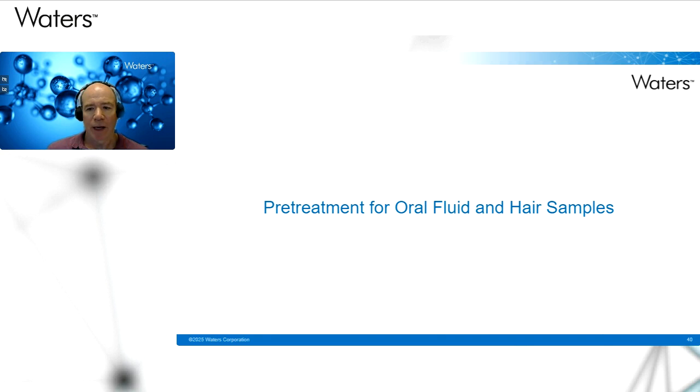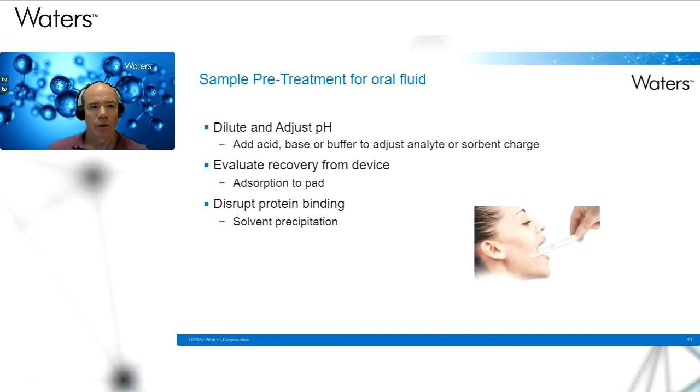Now, oral fluid in the hair samples can be a little different. For oral fluid, we're often going to dilute and adjust the pH, add acid, base, or a buffer to adjust the analyte sorbent charge. Often there's not protein binding. We don't have to worry about that, but we will want to evaluate the recovery from the device to make sure we're not getting too much absorption on the pad.